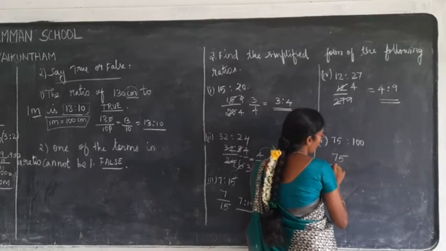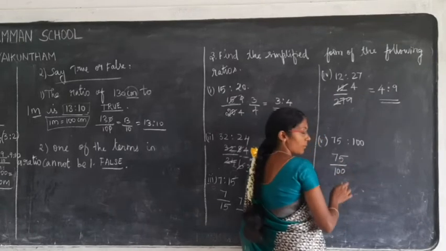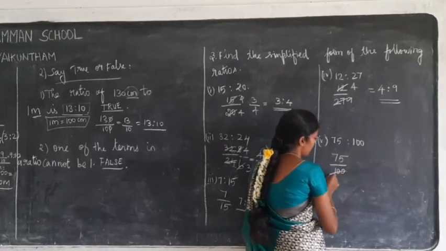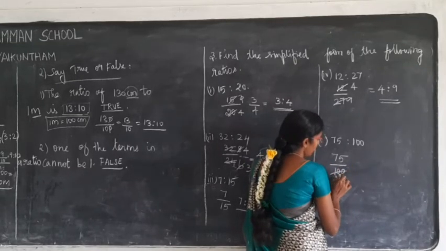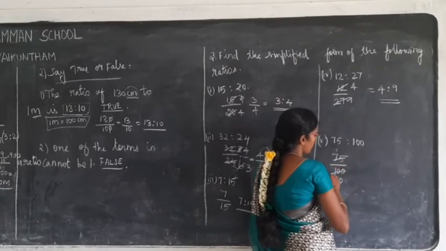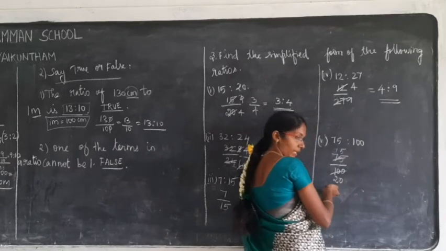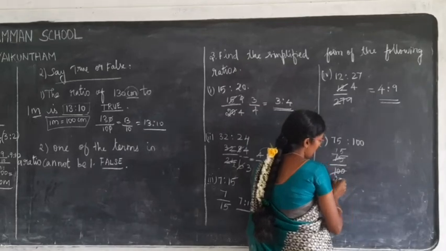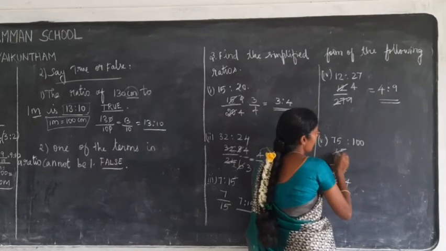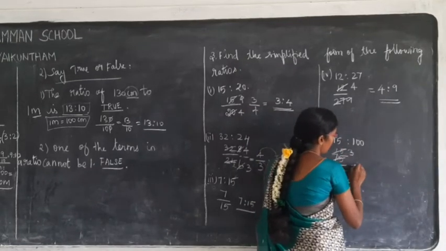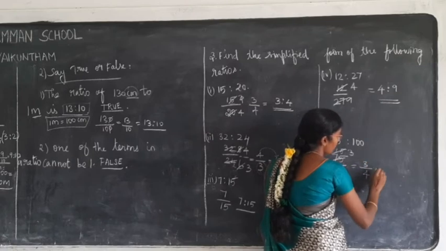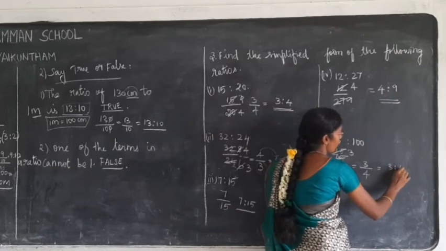So the next one, 75:100. So you know the fifth table easily, so you can cancel that. So 2 5s are 10, 0, 1 5 is 5, balance 2, 5 5s are 25. 15 divided by 20. Again you can cancel, 4 5s are 20, 3 5s are 15. So you can write it as 3/4, which is equal to 3:4.